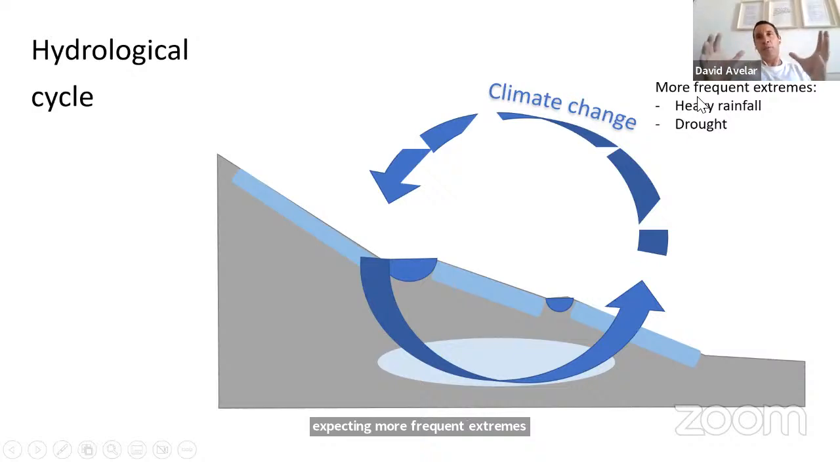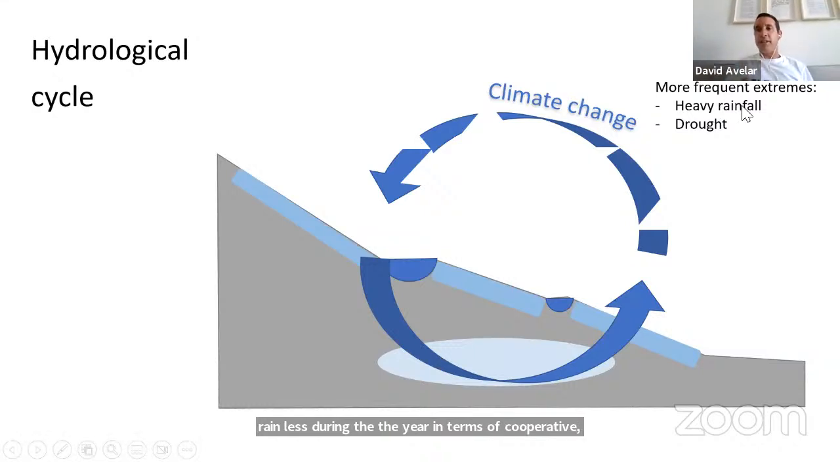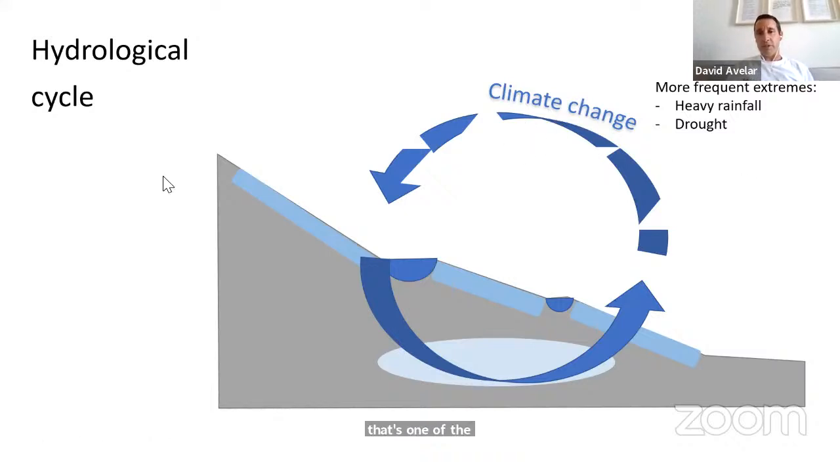In the Mediterranean region, we know that it will rain less during the year in cumulative terms, but it will be in short periods. So more frequent and intense rainfall, and the same in the opposite, the droughts, so water scarcity. That's one of the biggest challenges when we are talking about water management.